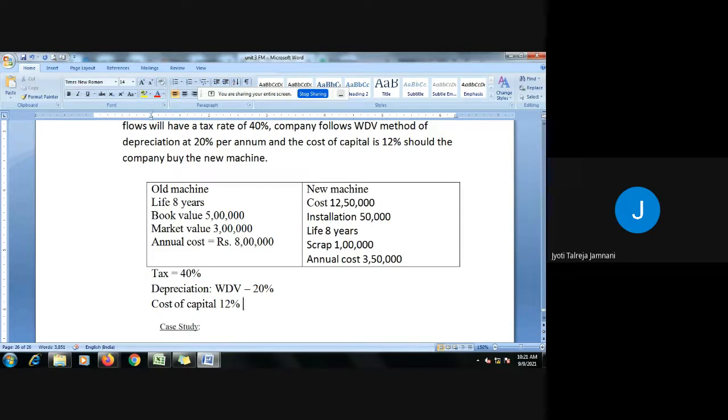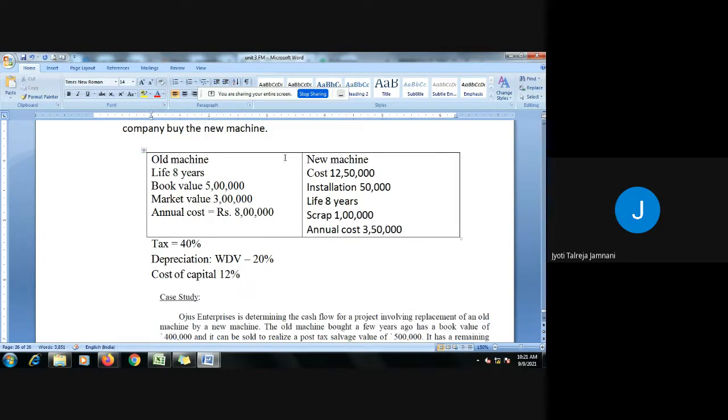Now I have written everything in this tabular form. See, the old machine also can be used for 8 years and the new machine also can be used for 8 years. The old machine's book value is 5 lakh. The new machine, if we are buying, we need 13 lakh rupees. 12 lakh 50 plus 50, 13 lakh. If you sell the old machine, you can recover 3 lakh. The scrap value of new machine is 1 lakh.